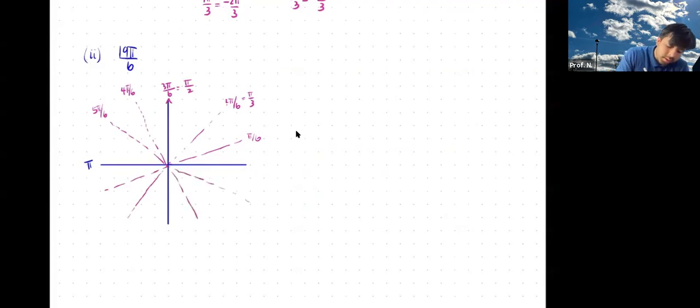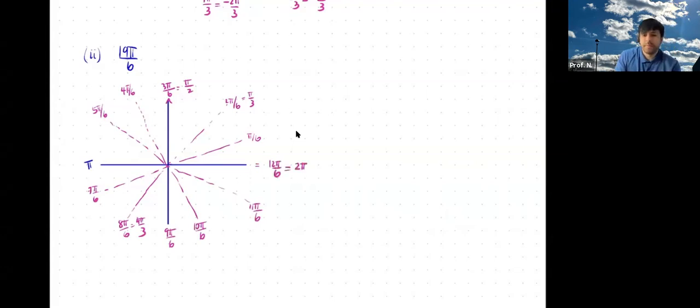So this is 7 pi over 6. This is 8 pi over 6, which is equal to 4 pi over 3. This is 9 pi over 6. This is 10 pi over 6. This is 11 pi over 6. And this is finally 12 pi over 6, which is equal to 2 pi. Do you see that? And then that's when you go around once.